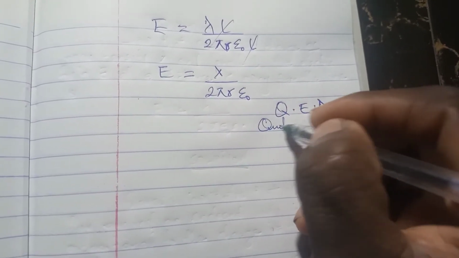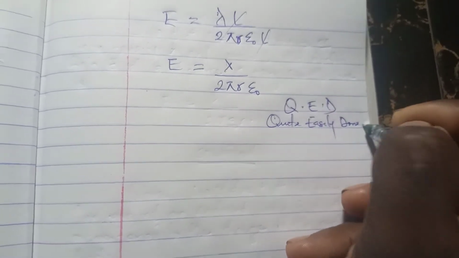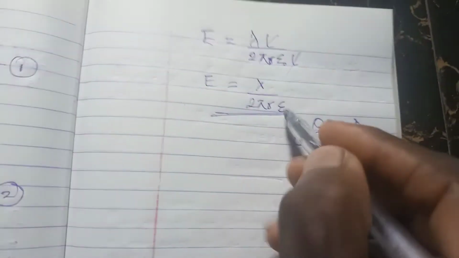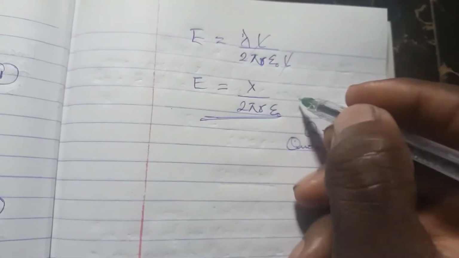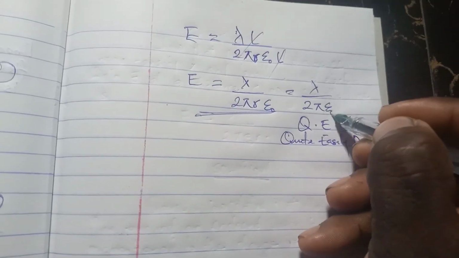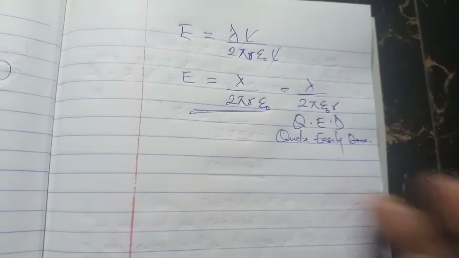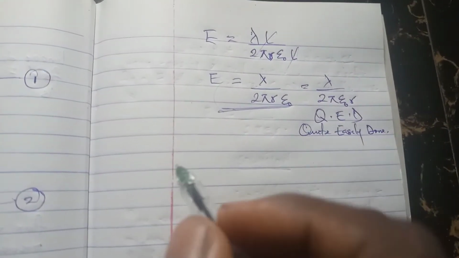Quite easily done. So we have been able to prove that the electric field is this from Gauss Law. That's what the question requested. It's the same thing, it's just that you can write it. This can still be written as E naught R. Doesn't make any difference. So quite easily done. Now we can use this formula we've gotten in a question.